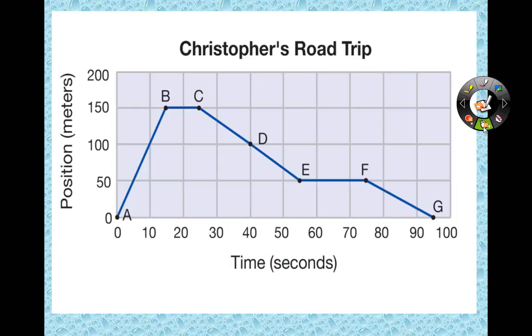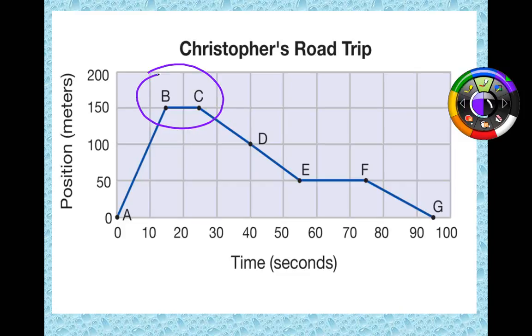Let's move on to question 3. Describe the motion of Christopher's car between points B and C. So, we're looking here between points B and C. Remember, this is a position versus time graph. So, what position is Christopher in? He's at the 150 meter mark. Does he change that position? Does it go up or down? Let's look.